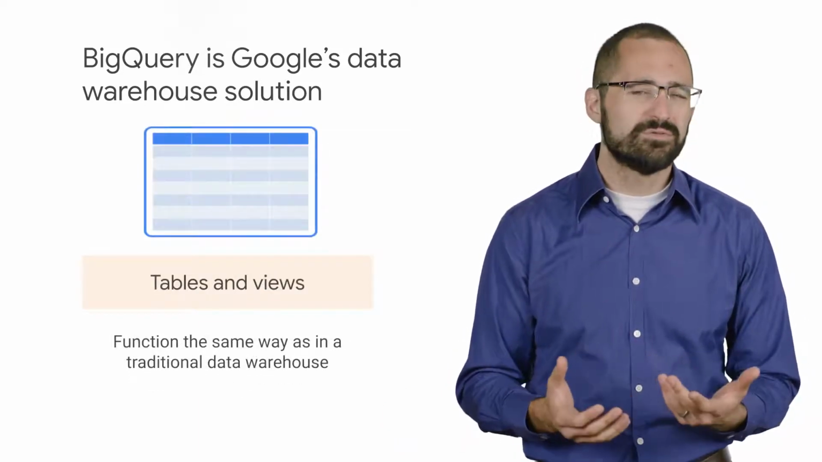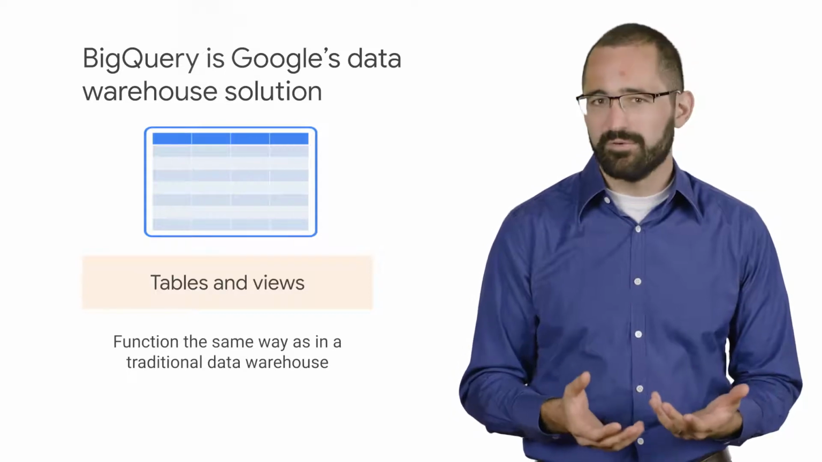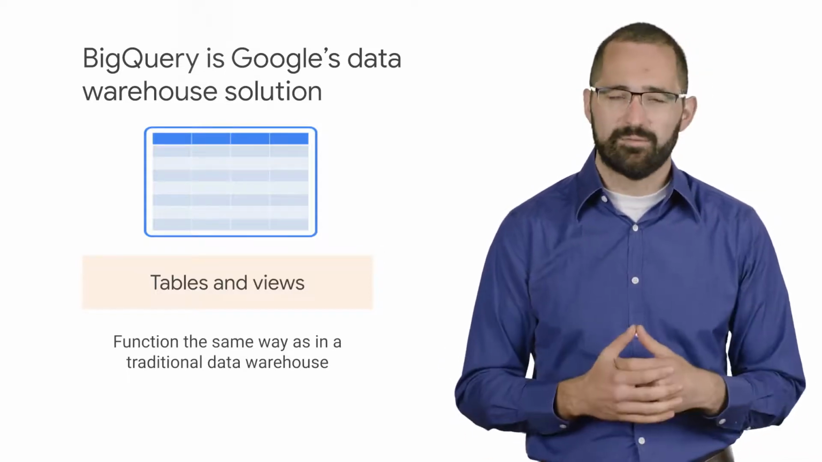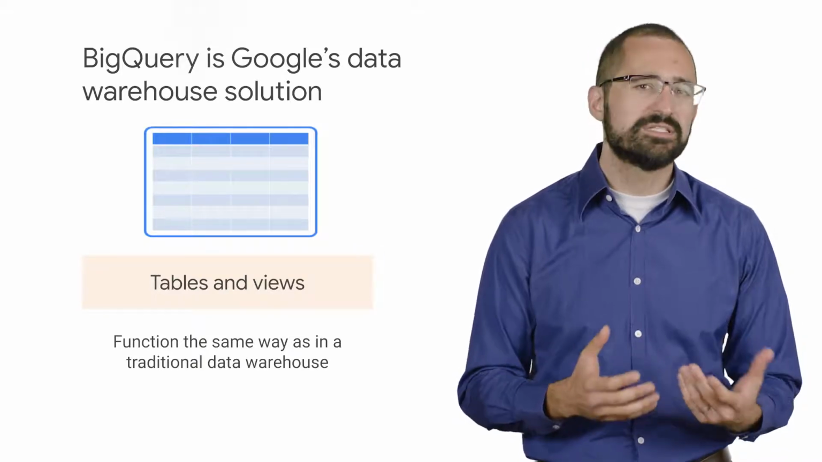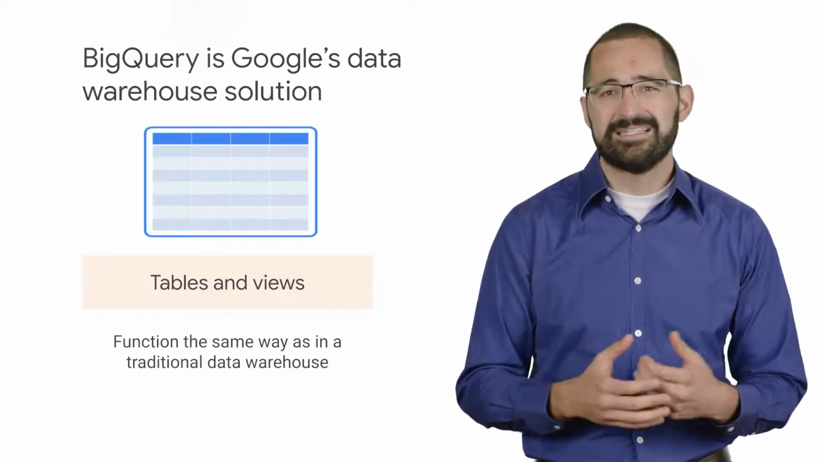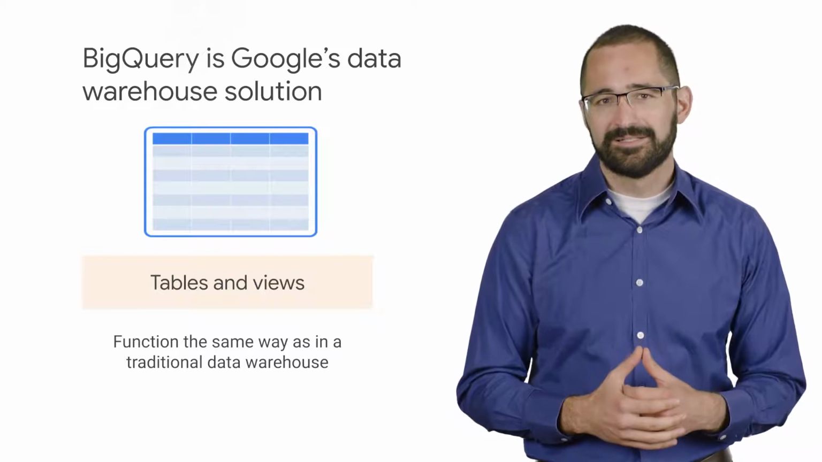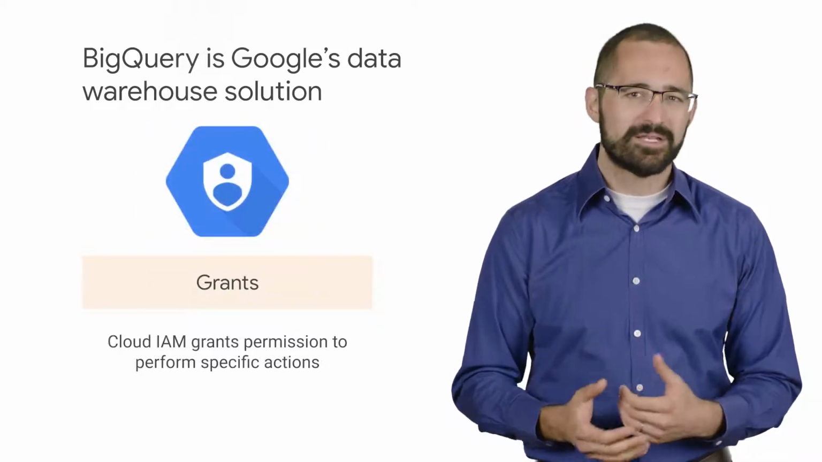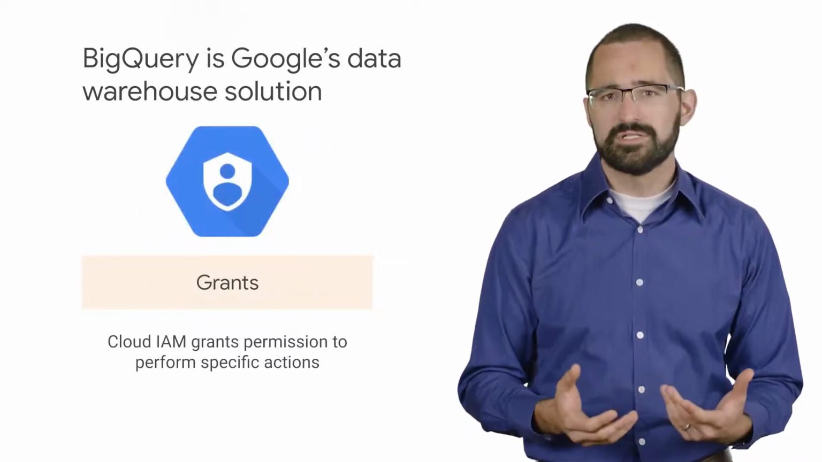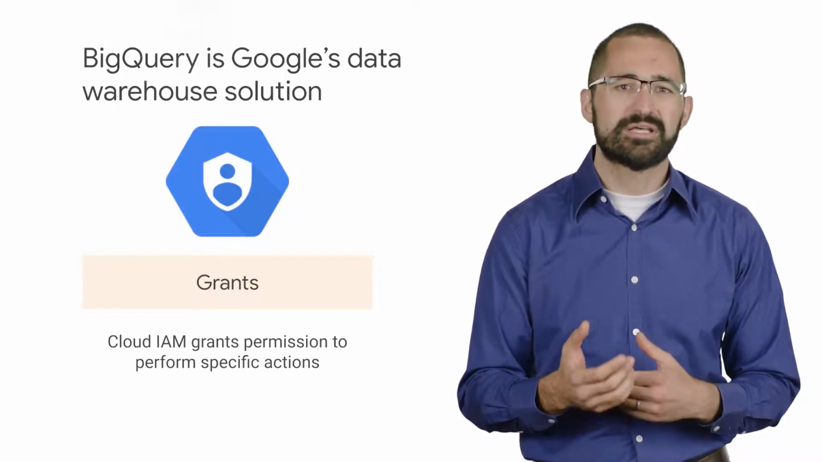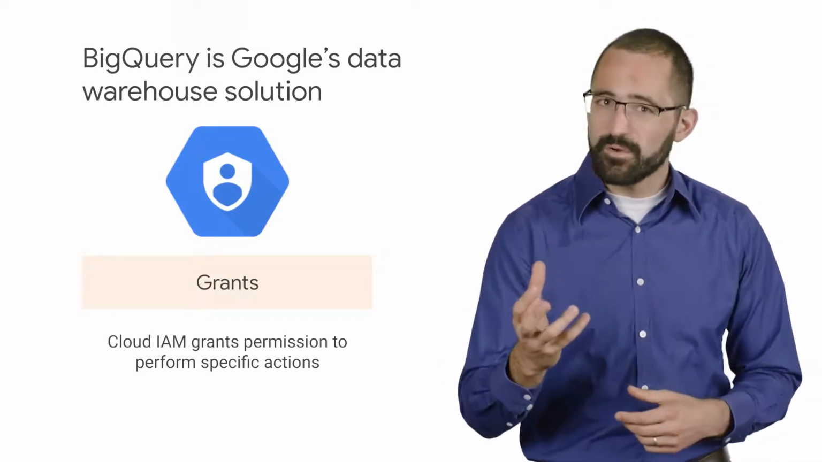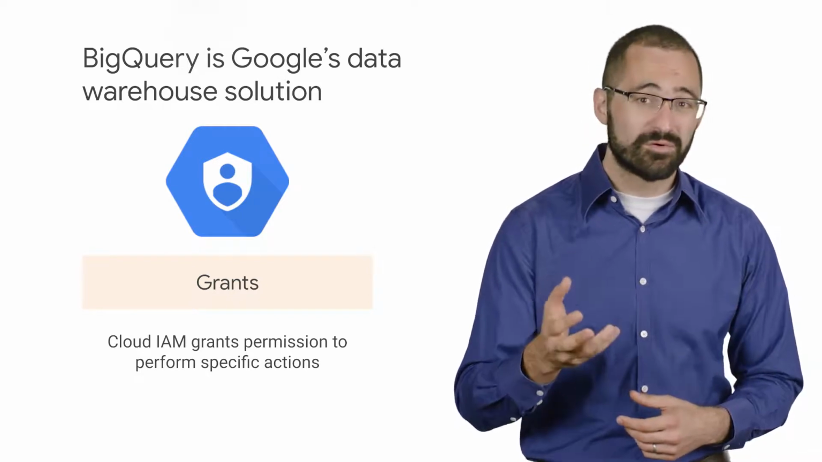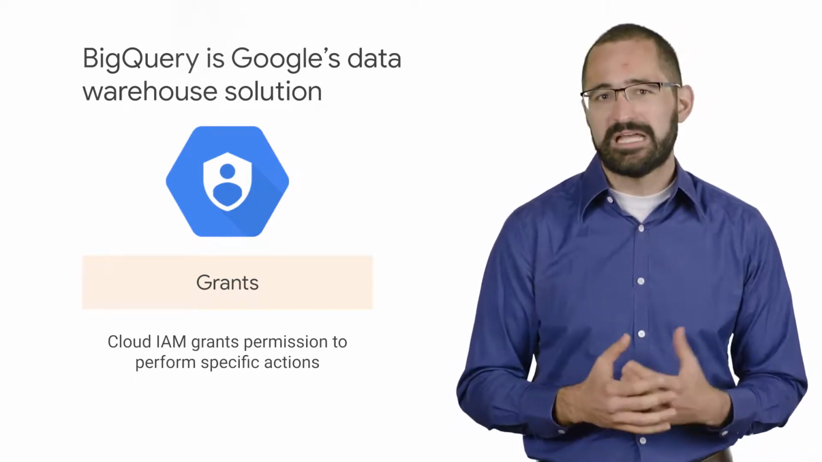Database tables and views function the same way in BigQuery as they do in a traditional data warehouse, allowing BigQuery to support queries that are written in a standard SQL dialect that's called ANSI 2011 compliant. Cloud Identity and Access Management is used to grant permission to perform specific actions inside of BigQuery. This replaces the SQL grant and revoke statements that you might have seen before to manage access permissions in traditional SQL databases.